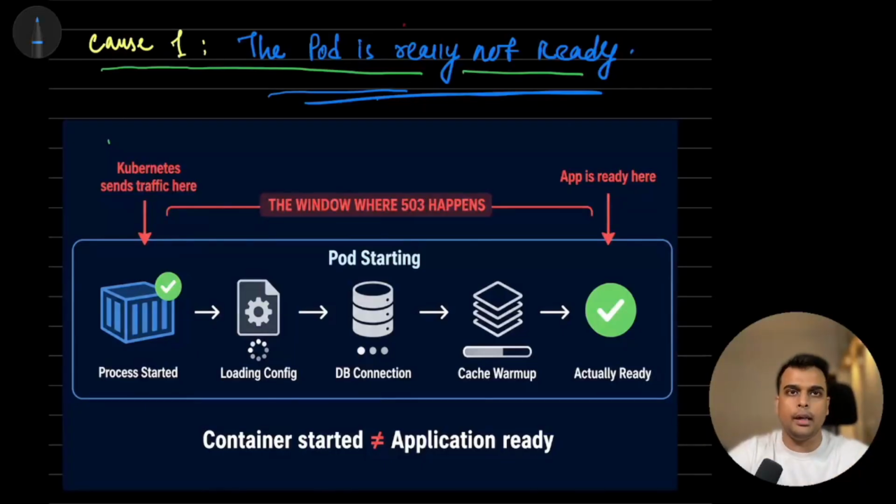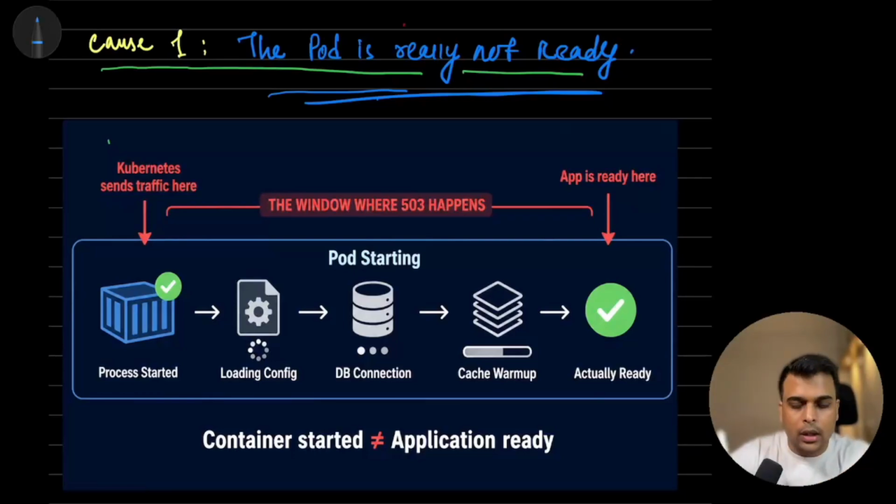You might have a readiness probe, but it is maybe not there or maybe poorly configured within your cluster or within your deployment. Imagine, let's say Kubernetes starts a new pod during a rolling update. And if there is no readiness probe, Kubernetes assumes that the pod is ready as soon as the container starts. But starting a process does not mean the application is ready to serve requests.